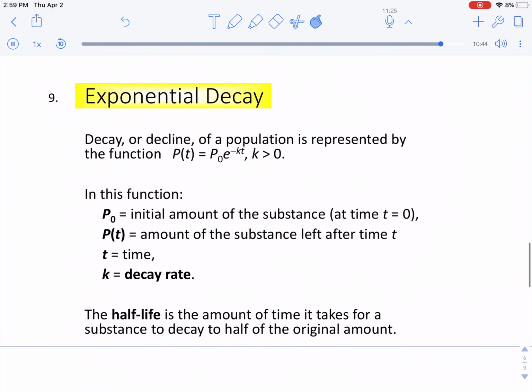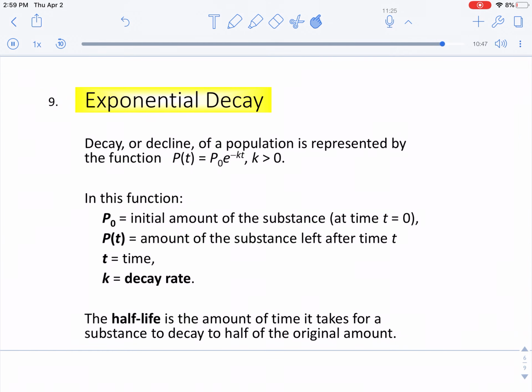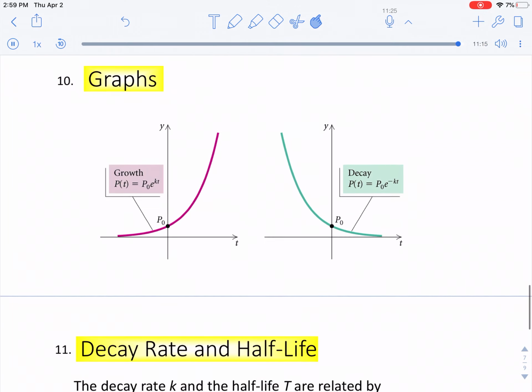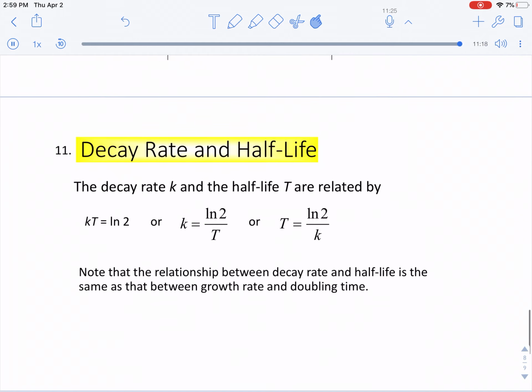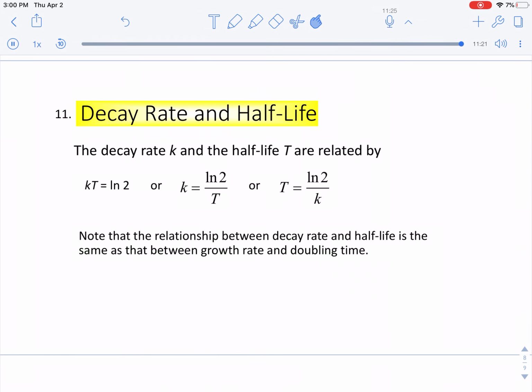Decay is the same way, except notice we do get a negative k for the population because it's a decay instead of a growth. What are some things that decay? Well, carbon decays. Also, radioactivity decays, so the isotopes in that decay. This is our same formula. It's just a negative k instead of a positive k. The same thing happens with the graphs: the growth is going up, the decay is going down. And then we get to the same formulas. Notice the negative sign is even gone. It's the same formulas to find k and t.